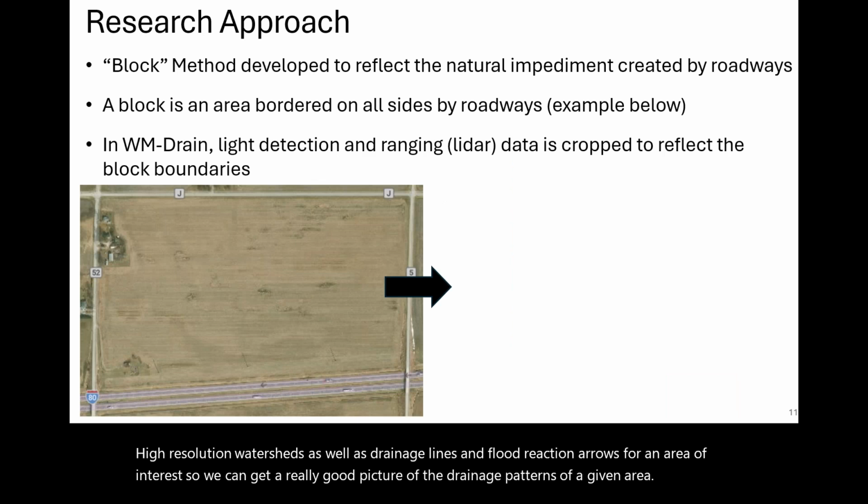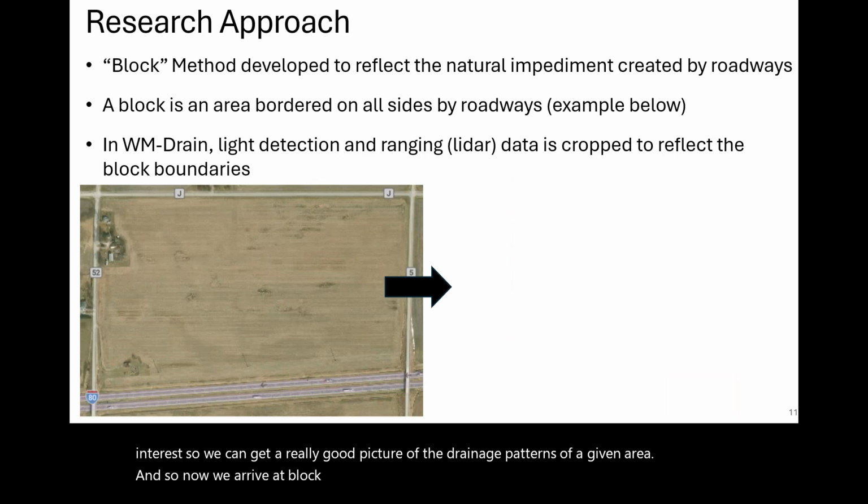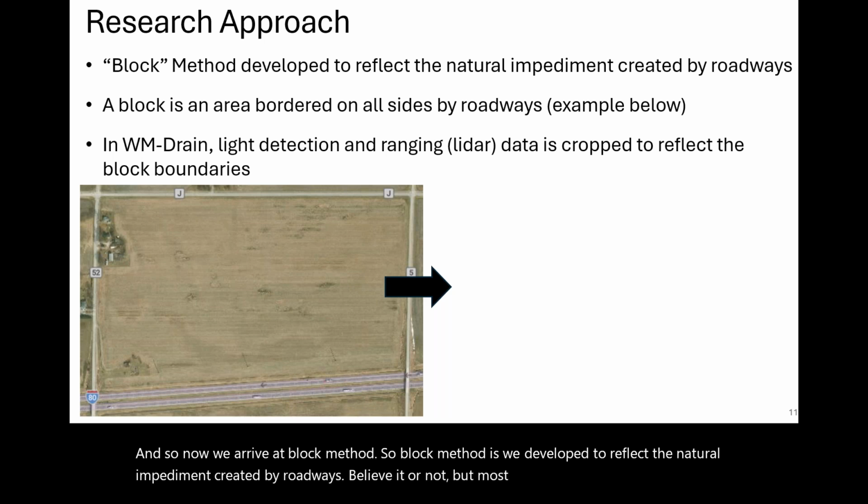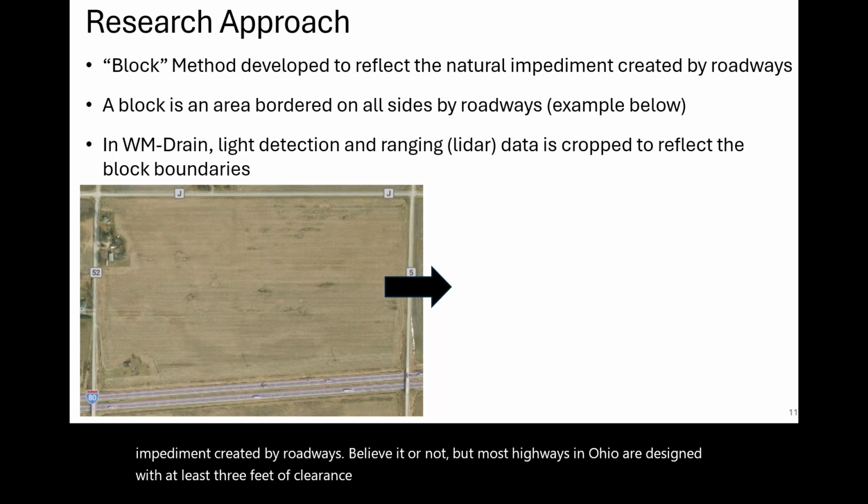And so now we arrive at block method. Block method is what we developed to reflect the natural impediment created by roadways. Believe it or not, most highways in Ohio are designed with at least 3 feet of clearance between the water level and the roadway itself. And so that natural impediment is in all roadways.